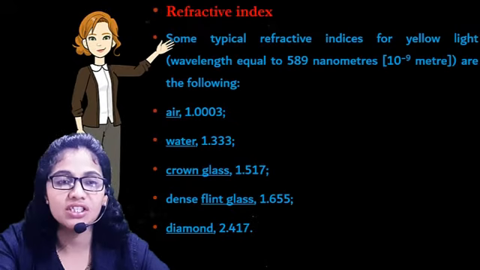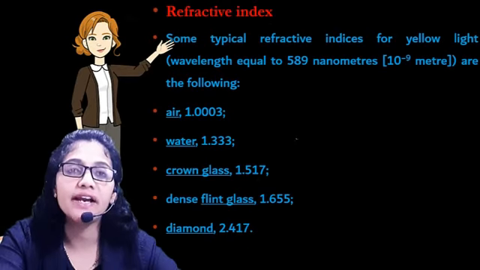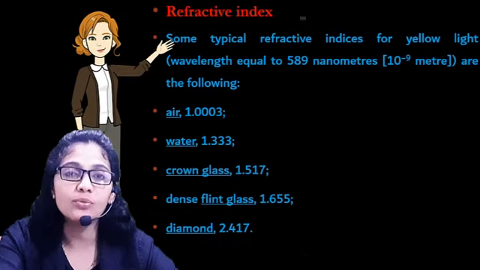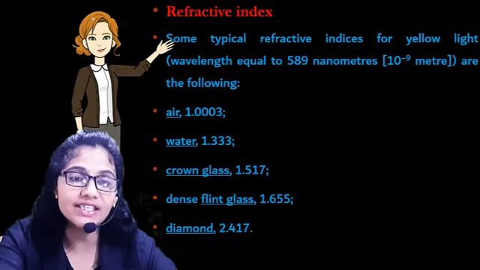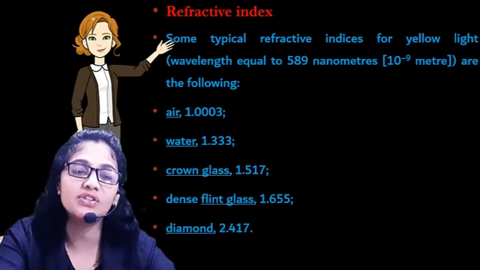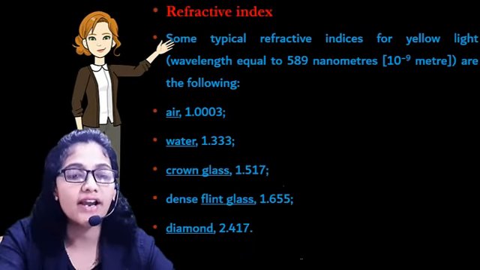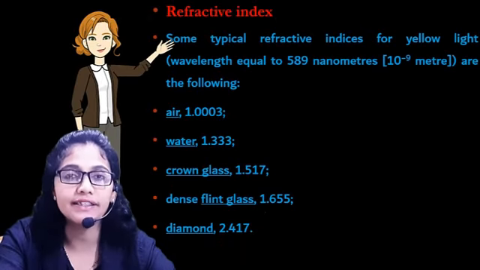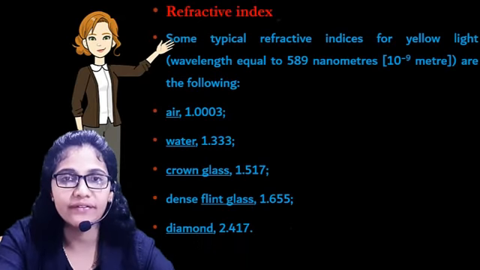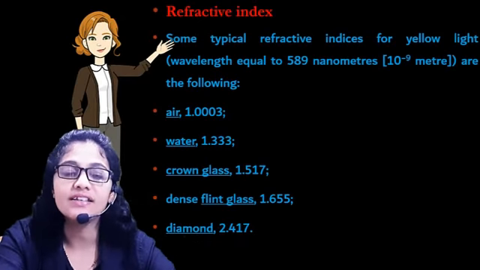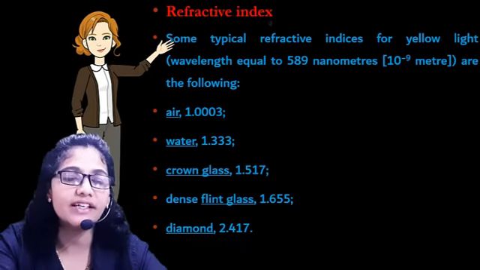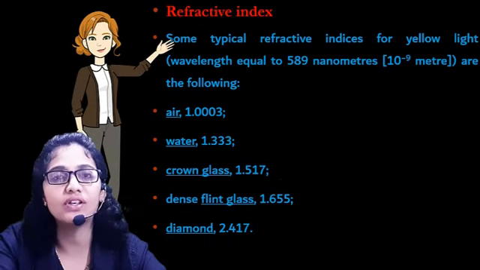Here I mention some examples of refractive index. Air has a refractive index of 1.0003. Water has a refractive index of 1.333, crown glass has a refractive index of 1.517, dense flint glass is 1.655, and in the case of diamond the refractive index is 2.417.